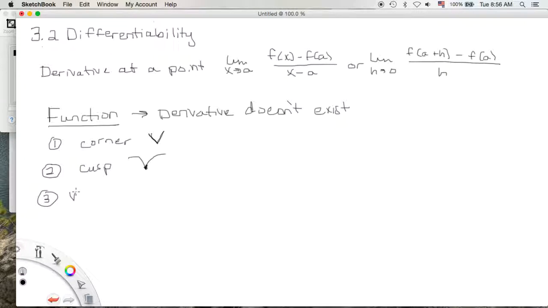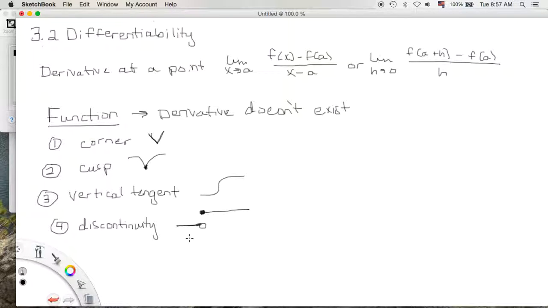The other thing that can happen is if you have a vertical tangent line, because what's the definition of the derivative? It's the slope of the tangent line, right? And if you have a vertical line, what's the slope? It's undefined. So that means that you don't have a derivative there. Or you could have a discontinuity. For example, if you have a jump like this, then you're not going to have a derivative, because coming from this side you'll get one thing, and coming from this side you'll get a different thing.